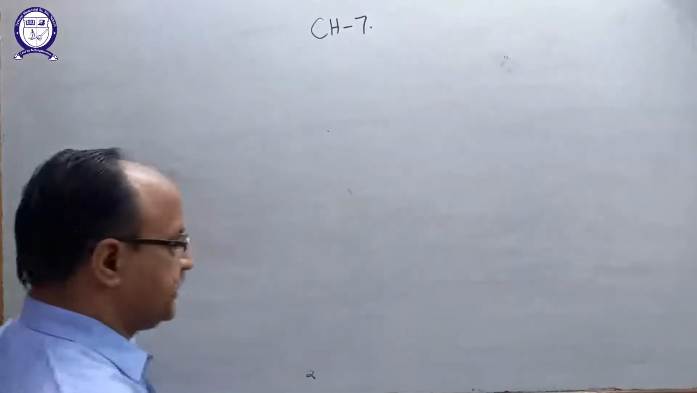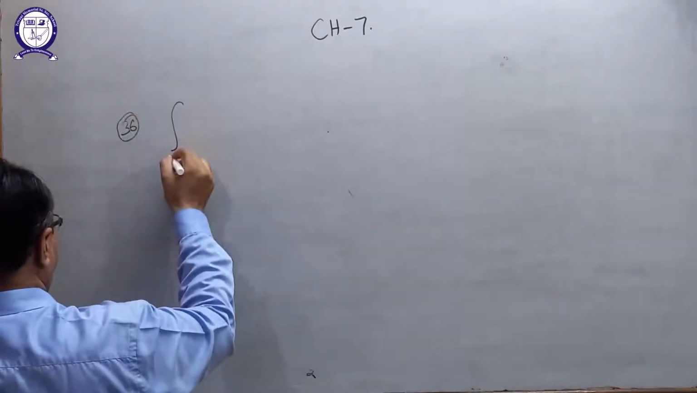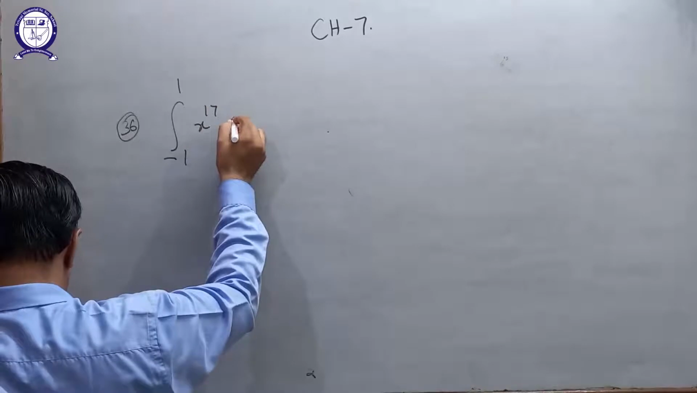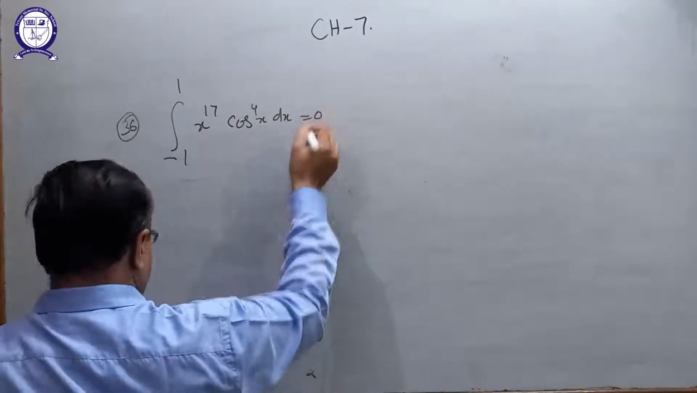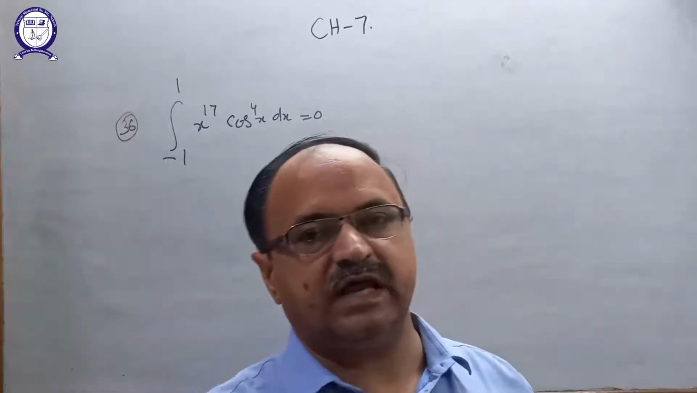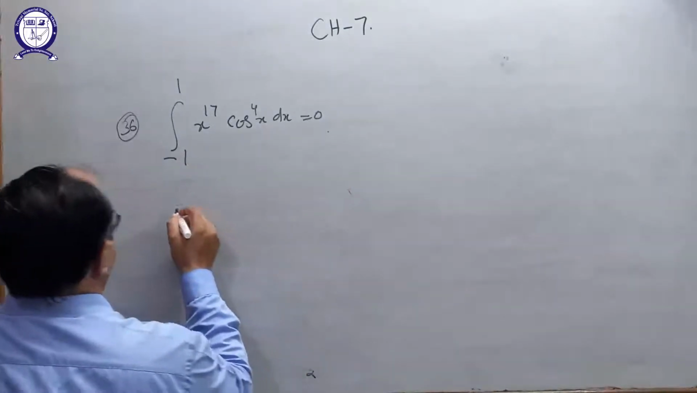Next question number 36. Integration minus 1 to 1 of x to the power 17 cos to the power 4 x dx. Prove that this is equal to 0. Minus 1 to 1, you can apply property P7.